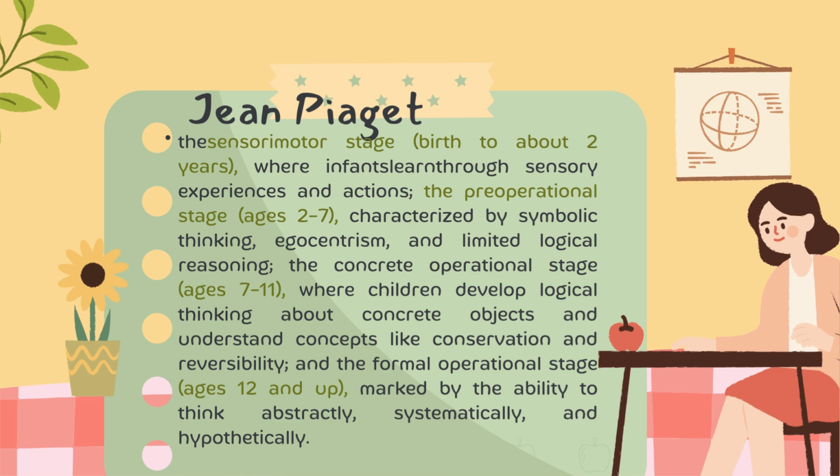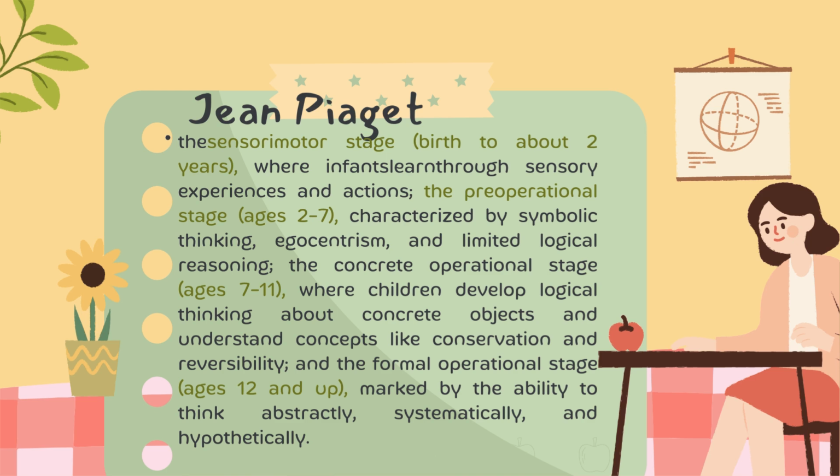Third, we have concrete operational stage, ages about 7 to 11 years old, where children develop logical thinking about concrete objects and understand concepts like conservation and reversibility. So in this way, children begin to think more logically, but only about real concrete objects. They start to understand ideas like conservation. When we say concrete objects, it means real things that you can hold, and not imaginary or abstract ideas.